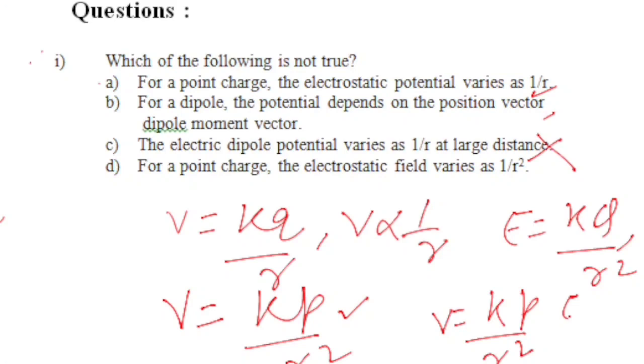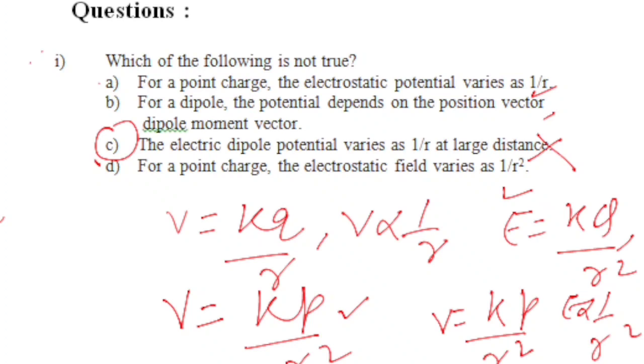So which option is wrong here? You have to find the wrong statement. Yes, third one, C part. The electric dipole potential varies as 1 by r at large distance. This is wrong. It is inversely proportional to 1 by r square. And all other three statements A, B and D are true. In this way, you solve this question.